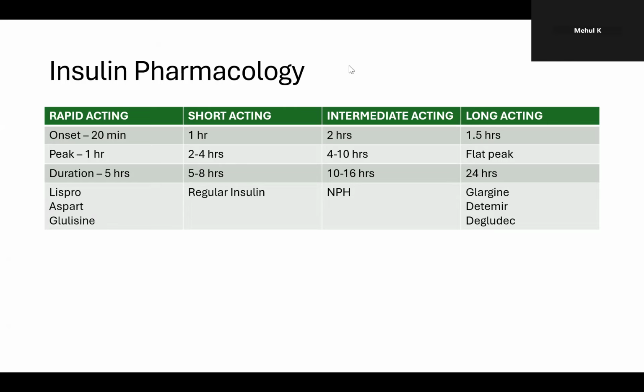Rapid acting insulins are all basically interchangeable from a pharmacological point of view. You have Lispro, aspart, and glulisine. Onset is within 20 minutes, peak is around 1 hour, and it lasts around 5 hours.